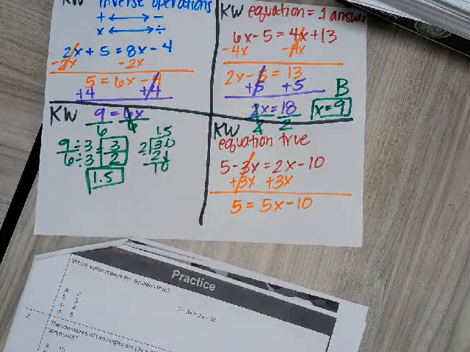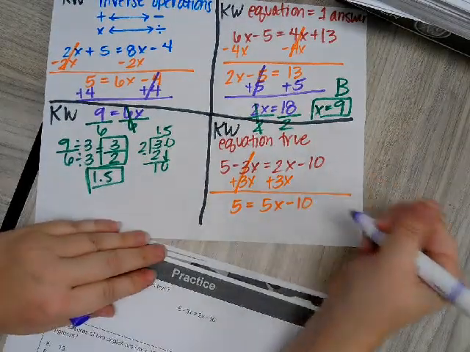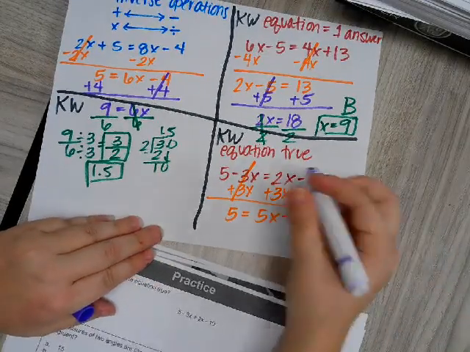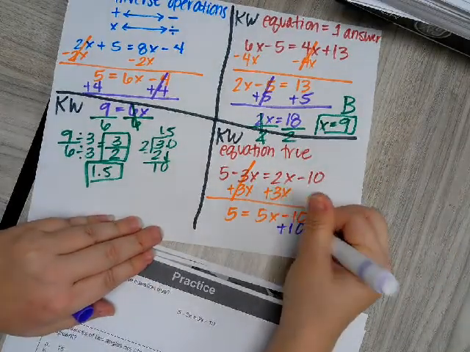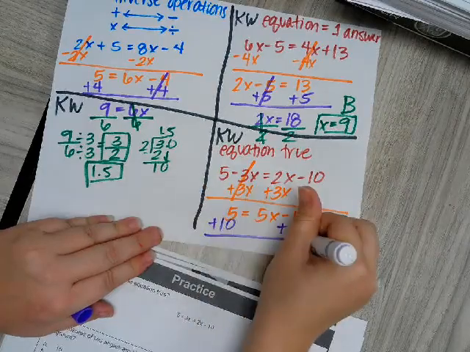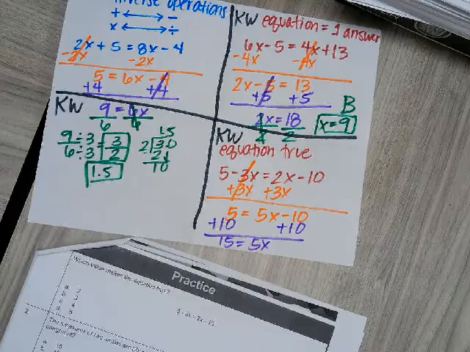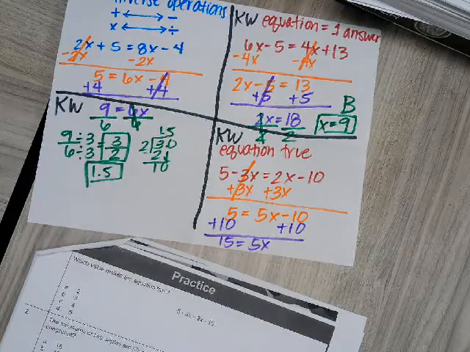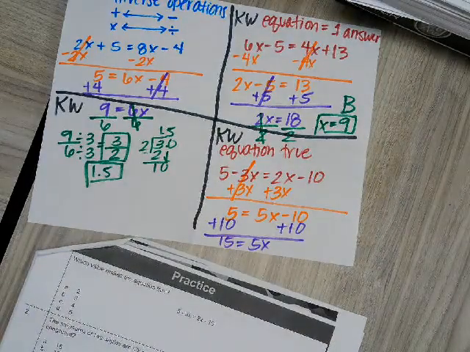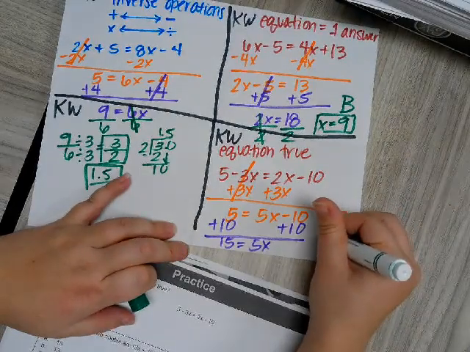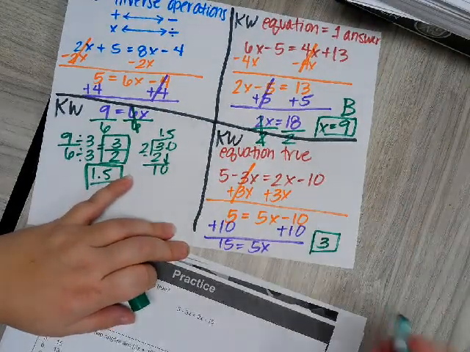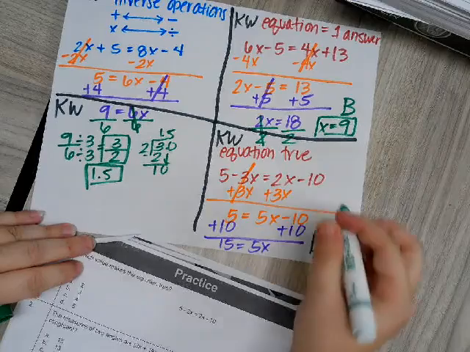Now I want to move my constants. So what's the inverse to negative 10? Add 10. So we have 15 equals 5x. What can you multiply by 5 to get 15? 3. Or you could have isolated your variable and got 3. My answer is B.